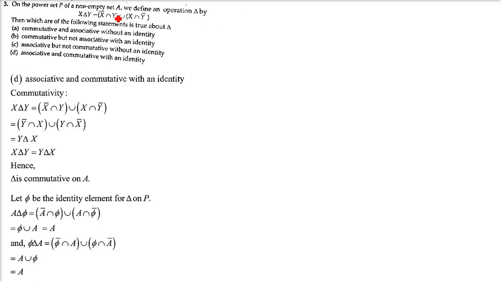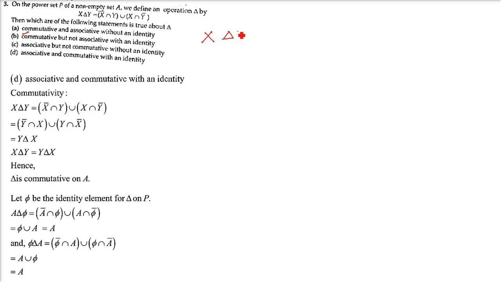Question number 3. On the power set P of a non-empty set A, we define an operation, this triangle, by X triangle Y equals. So we have to understand that this question is more related to set theory. So all these operations, commutativity and associativity and the identity, are being asked here one by one. Commutative, associative, not commutative, not associative, not identity, all these options are there. So we'll do one by one. First we'll do the commutative part, then the associative part, and then the identity part.